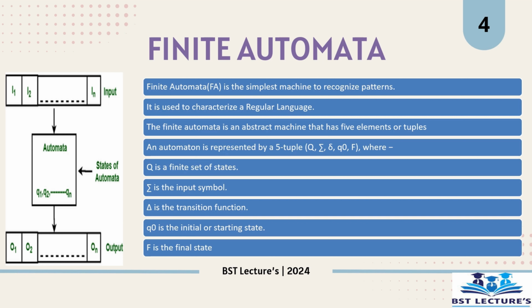Now we have learned about the finite automaton. It is the simplest machine to recognize the patterns, which uses the regular language and contains the 5-tuple notation. This is what we have learned in the finite automata.